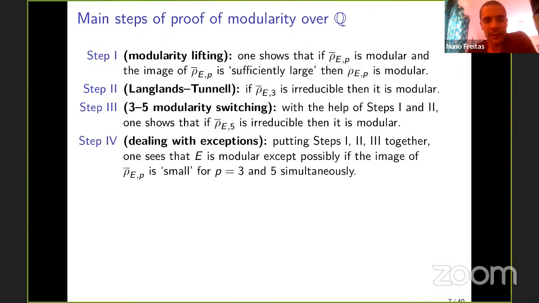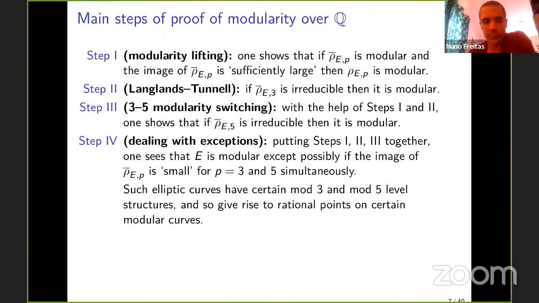And finally, there is a final step, which is dealing with the exceptions. And this is actually the step that is more important when we move the field from Q to some totally real field. So the first three steps will tell us that an elliptic curve that is not modular is required to have image that is very small, in a sense that we'll make precise soon, modulo p for p equals 3 and also for p equals 5. So then what we have to do is to search for such elliptic curves.